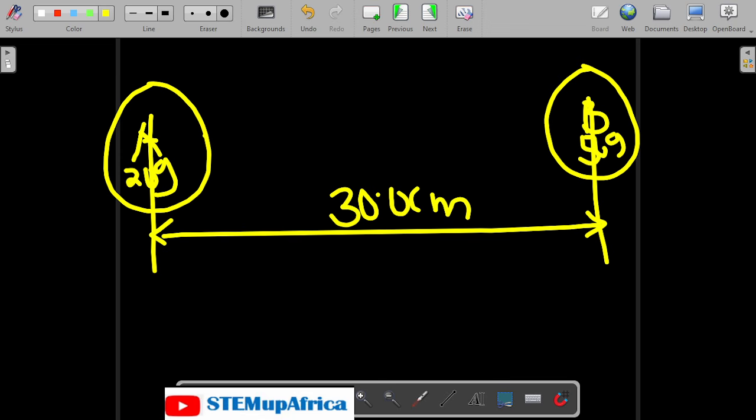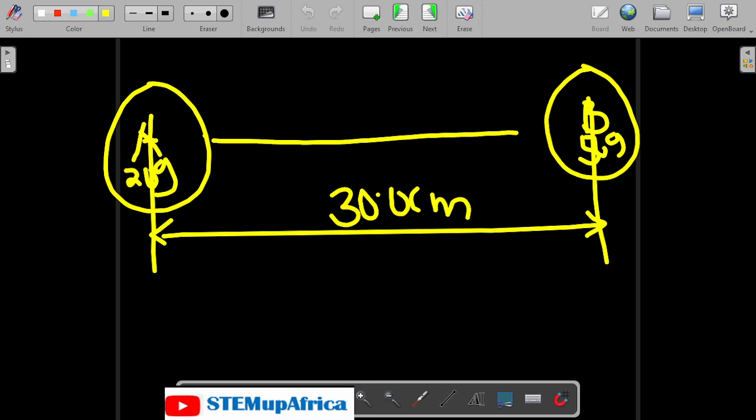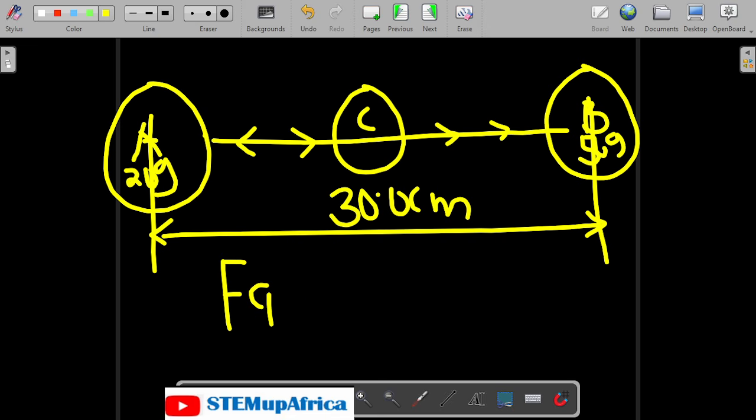Then we have another particle, C, that's placed between A and B so that there is no net force. So we have another particle here, for instance, which is C. There is no net force. That means we have a repulsion and an attraction between the forces. That's the only way there will be no net force, when repulsion plus attraction gives us 0.